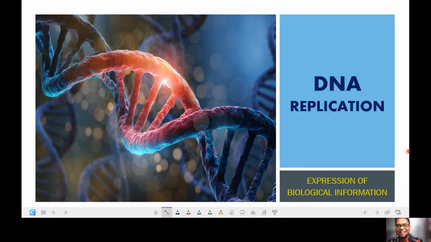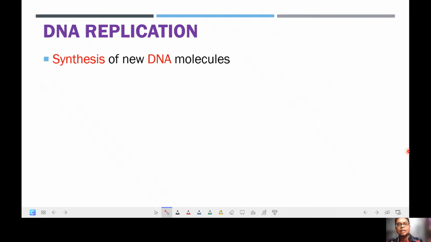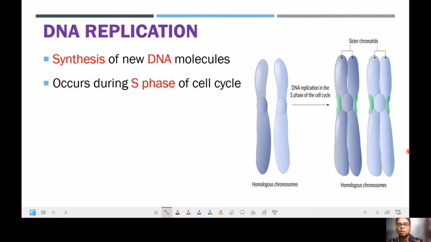Hai semua. For today's lesson, we will focus on the process of DNA replication. So what is DNA replication? It is the process in which new DNA molecules are synthesized. And we should know that this occurs during the S phase of the cell cycle.